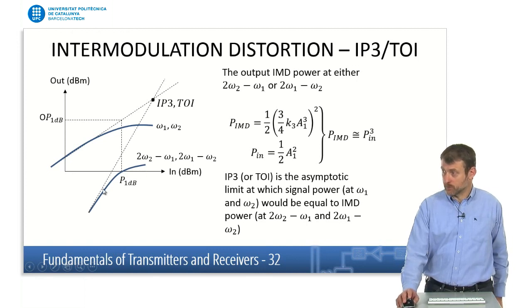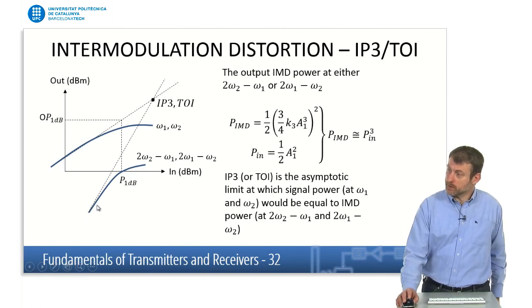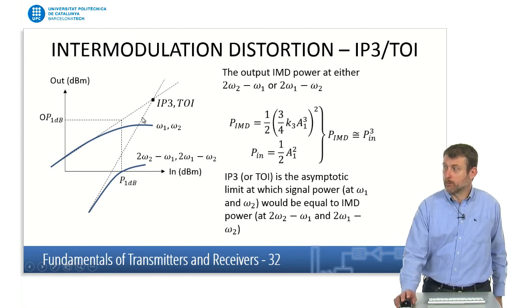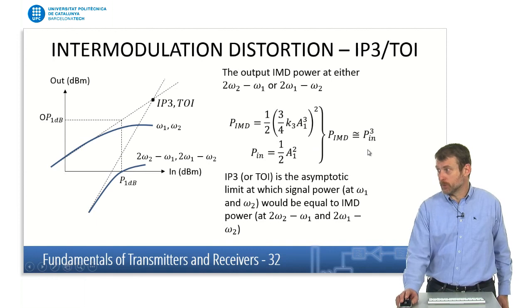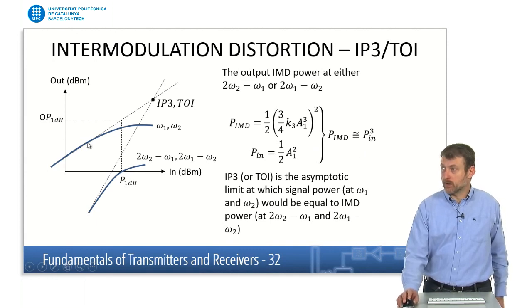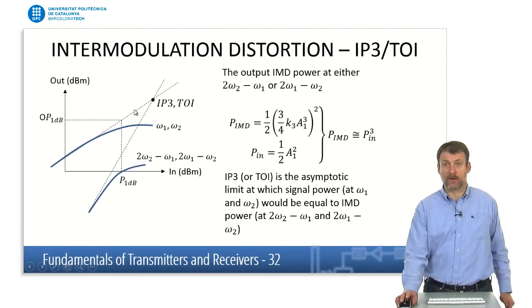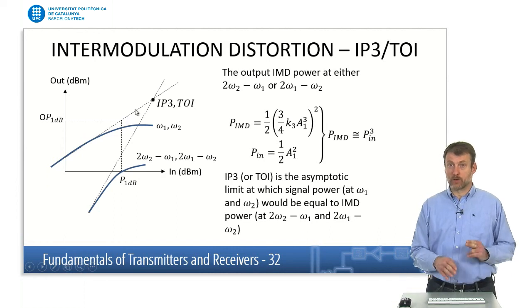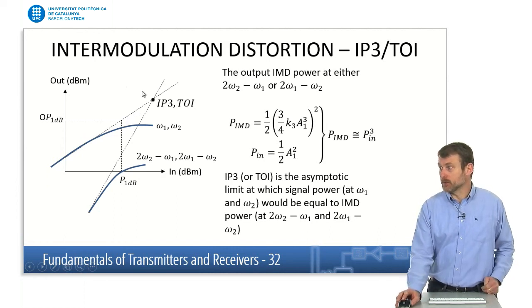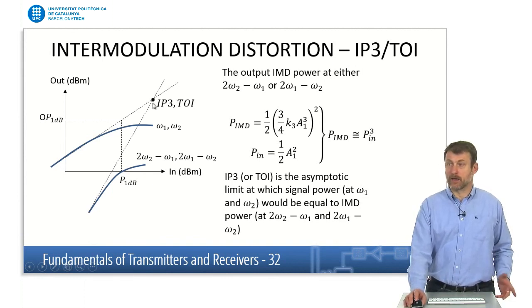These intermodulation products will also compress at some point, but the important thing is that here, this asymptotic line has a 3-to-1 slope due to this cubic dependence, whereas this line has a 1-to-1 slope, and therefore both lines will cross at some point, and this point where they cross is called the third order intercept, or the IP3.